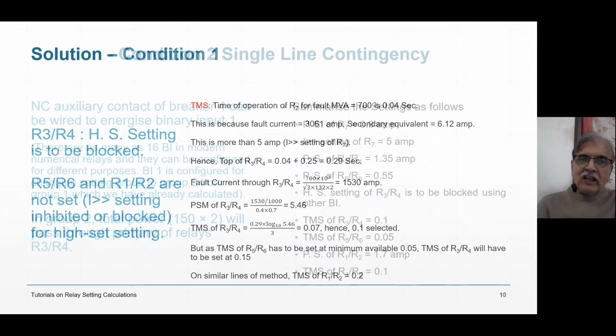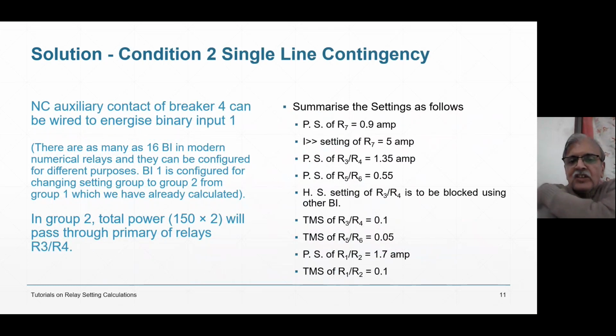So the second condition, second line contingency, R5, R6, I am setting to 0.55. High set setting R3, R4, I am blocking R1, R2, R5, R6, everything. As usual, I am blocking. I am not using I triple greater than here in any of the cases. Some things I am not doing, because I do not want to complicate many things.